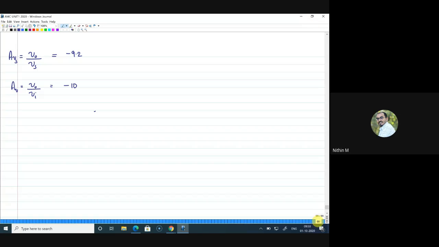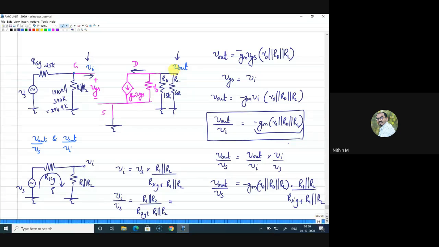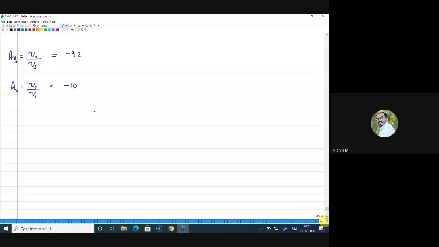So what I'm trying to say here is V out by Vi is in fact minus 10, but for V out by Vs there will be a small drop, because of the voltage division happening here. So your V out by Vs is V out by Vi into Vi by Vs, and this Vi by Vs is a quantity lesser than 1. Vi by Vs is 0.92, yes, 0.9219, which is not equal to 1. It is slightly lesser than 1 because of the voltage division. That is why you are getting a lesser value for V out by Vs.